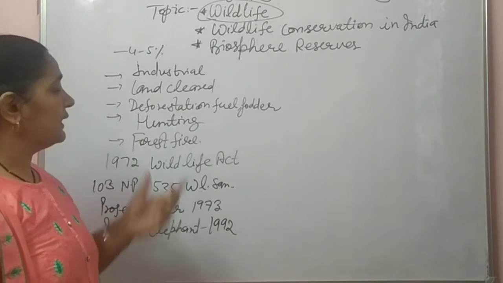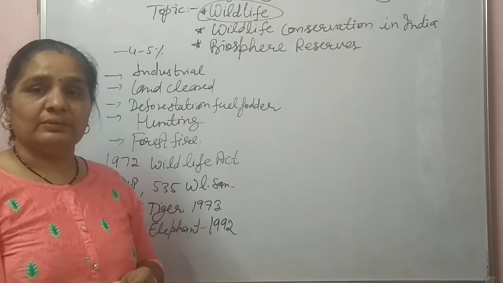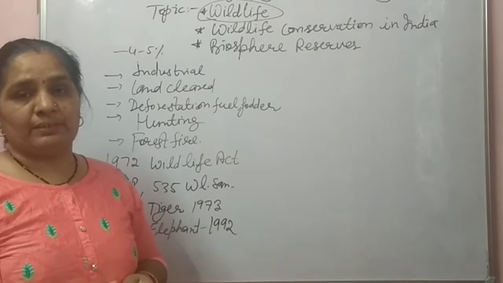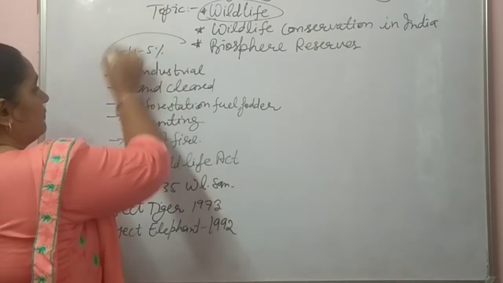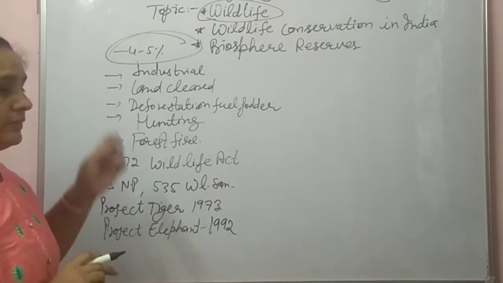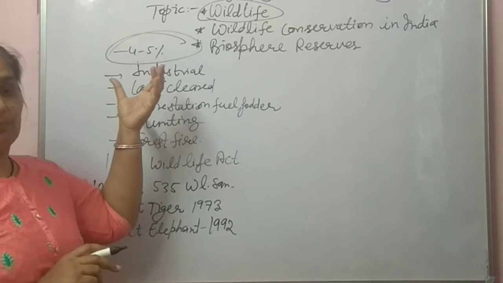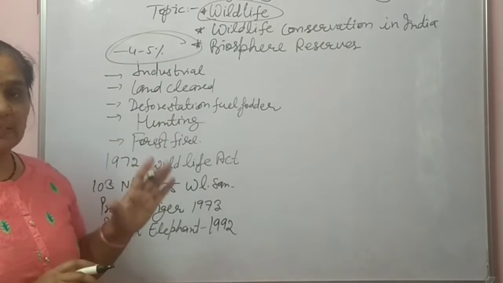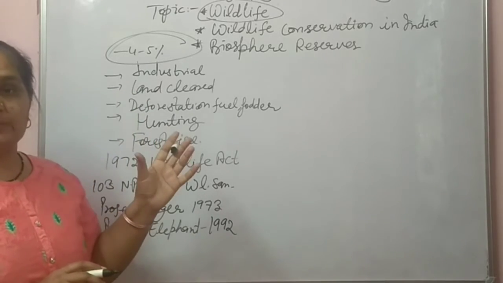We are discussing here that India is a diverse country. Due to the regional diversities, different types of forest and wildlife are found here. In India, from the total species of the world, 4 or 5 percent of species are found in India. So we can say it is rich in wildlife heritage also.